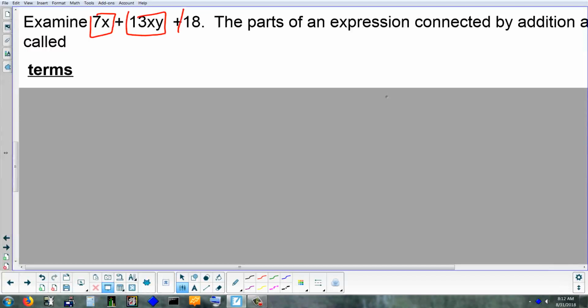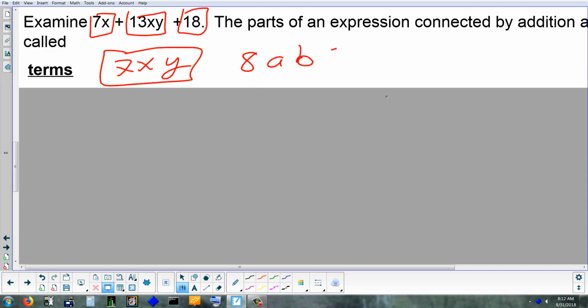Yeah. So those are all terms because they're separated by a plus and a minus sign. If I wrote something like this, are there any plus or minus signs in 7xy? No. Then that's just one big term. Think of a plus or a minus sign as a break. Once you see that, now you're on to a new term. Even if I did something like ABC, that's one term. Plus 2. Now there's a plus sign, the 2 is another term.